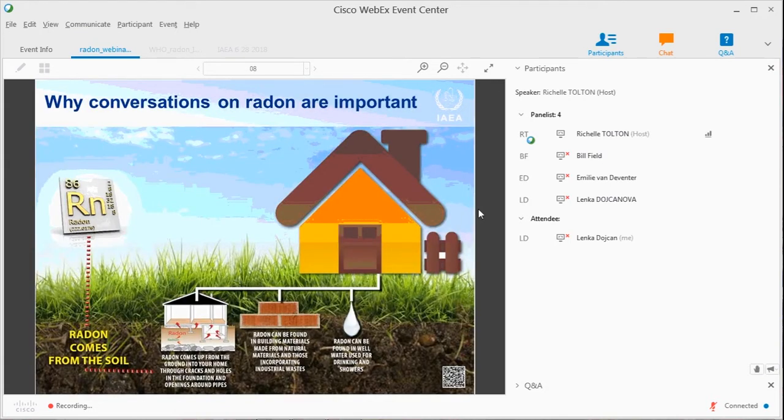So we talk about why the radon conversations are important. Radon is found in soils, it can be found in building materials, and it can also be found in drinking water and well water. These three components are different routes of exposure for the public, and so we want to provide additional guidance on that.